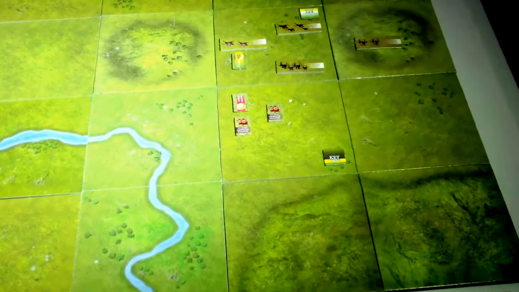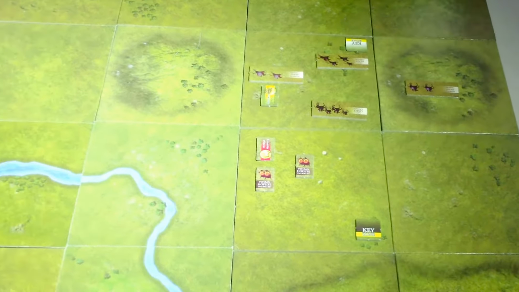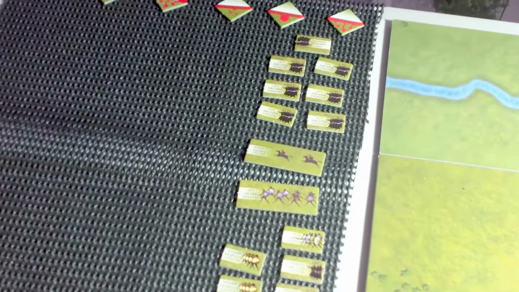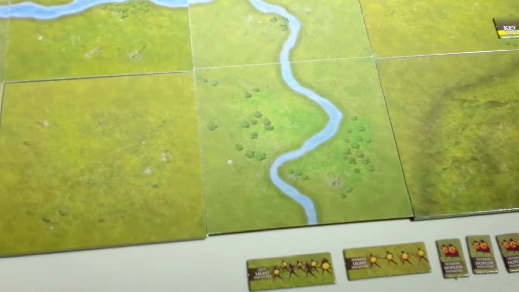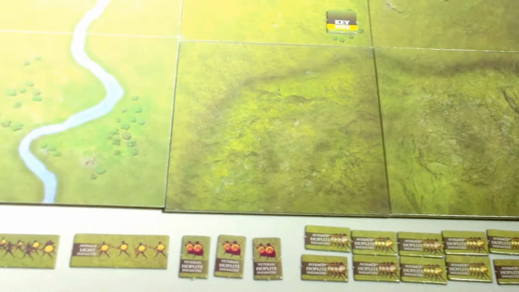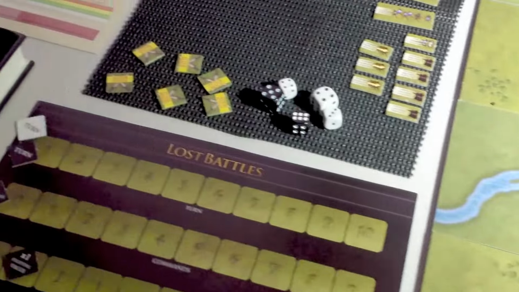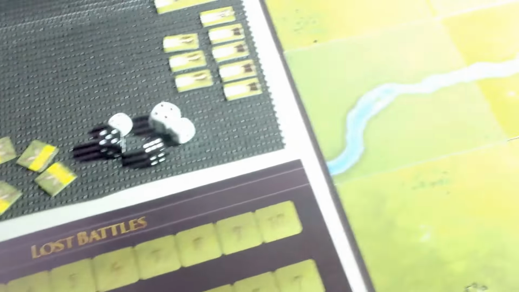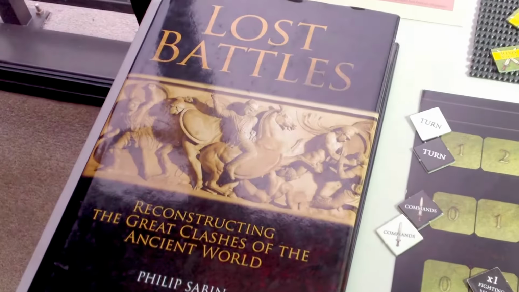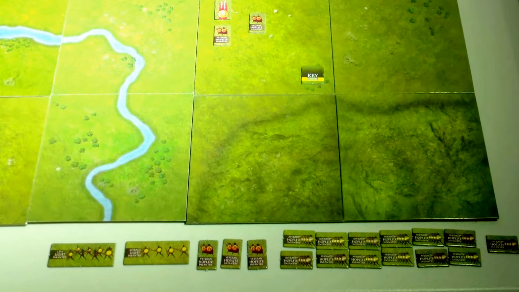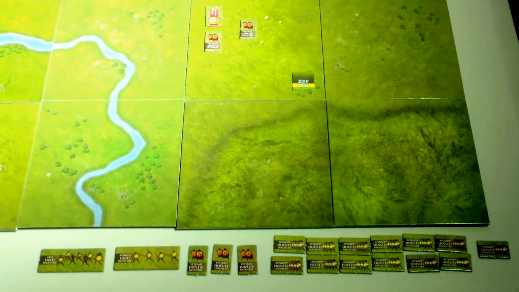But just as a quick introduction to the setup that Philip suggests, and like most of these, in fact like all of these ancient battles, the composition and numbers of the armies are widely debated, but the beauty about Philip Sabin's book and model, he brings a new perspective to determining the composition of armies.